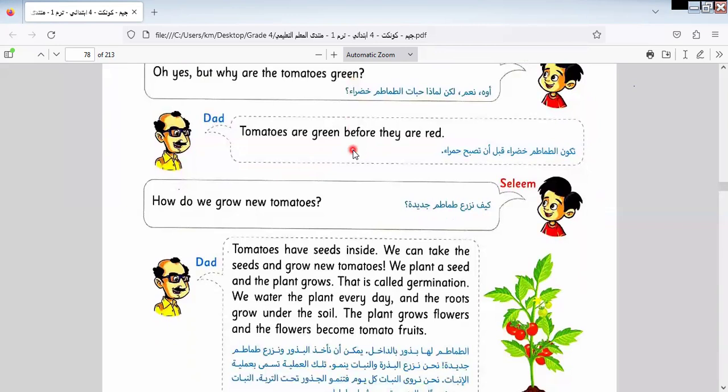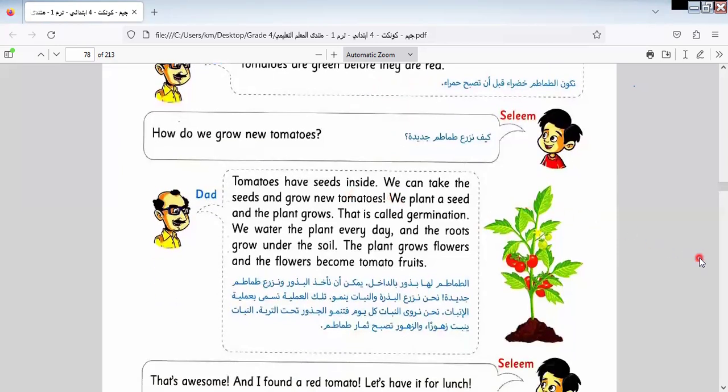Let's know together why tomatoes are green. Tomatoes are green before they are red. All of us know the tomato is red, but before it becomes red, it starts its life green. So before it becomes red, first of all it becomes green, then it becomes red. Let's go to know more about this topic.